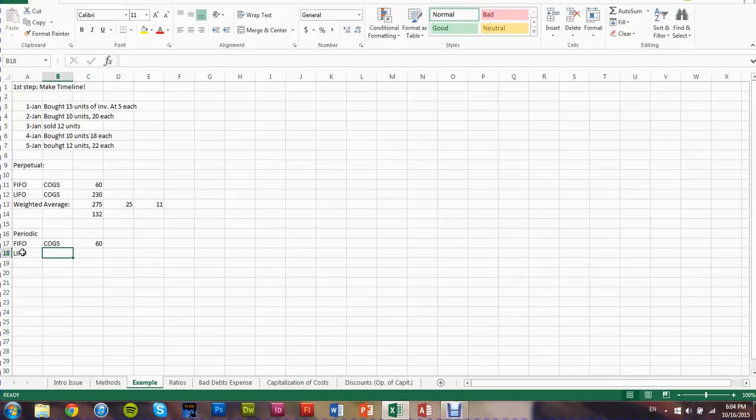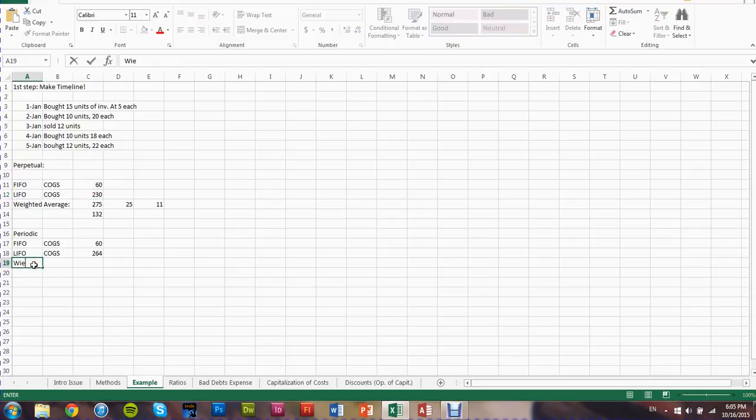So last in, first out, well, this is chronologically. We're waiting till the very end of the period to do our calculations. The last in, first out is now the January 5th purchase, the last one. The chronologically last one is this one right now, January 5th. Bought 12 units at $22 each. So now we're using 22 times 12, 264, compared to here, 230.